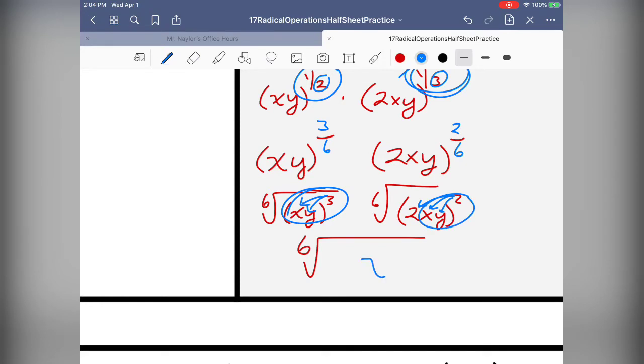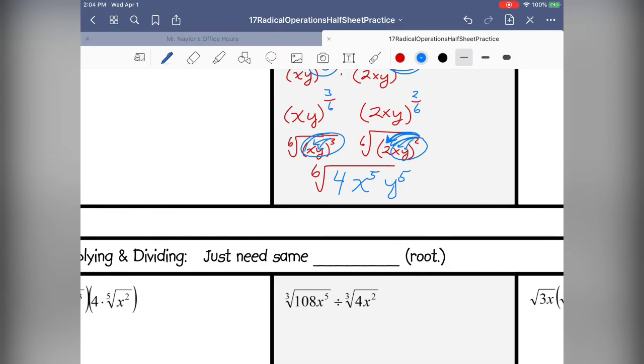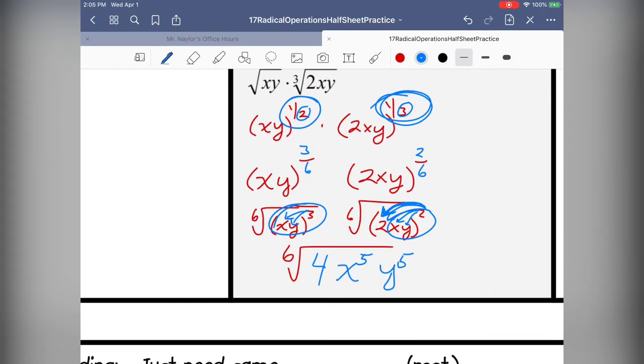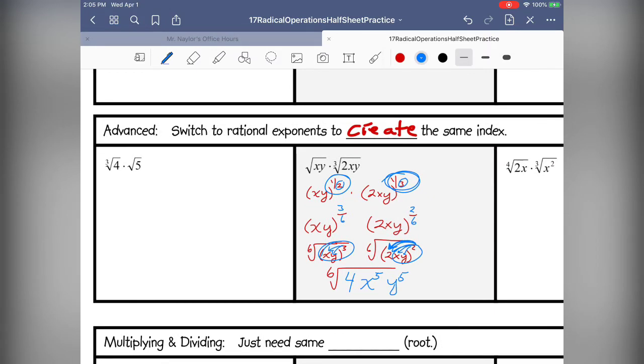That's going to leave us with an x to the 5th because we add the exponents. That's also going to leave you with a y to the 5th, again, because we add the exponents. And if you take careful note of this squaring, you get 2 squared, but 2 squared is the same as 4. So we can have this final answer of the 6th root of 4xy, x to the 5th, y to the 5th. Now, do the practice paper.